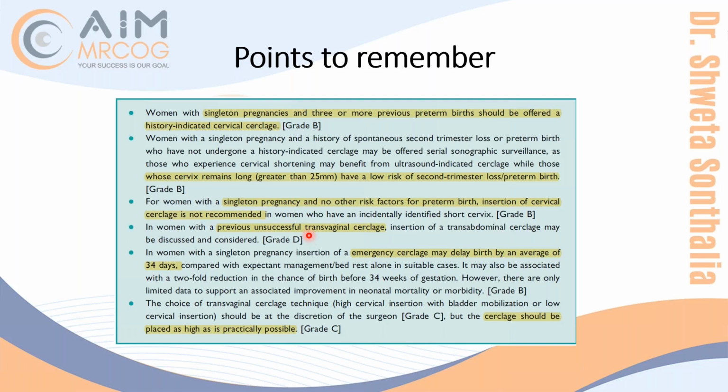So Shirodkar is better than McDonald's. If they give you McDonald's, your next choice will be Shirodkar. If they did an emergency, your next choice will be elective transvaginal. If that fails, then only you will go for abdominal. So this is how they confuse you in the exam. This is how you have to read in between the lines in the guideline.